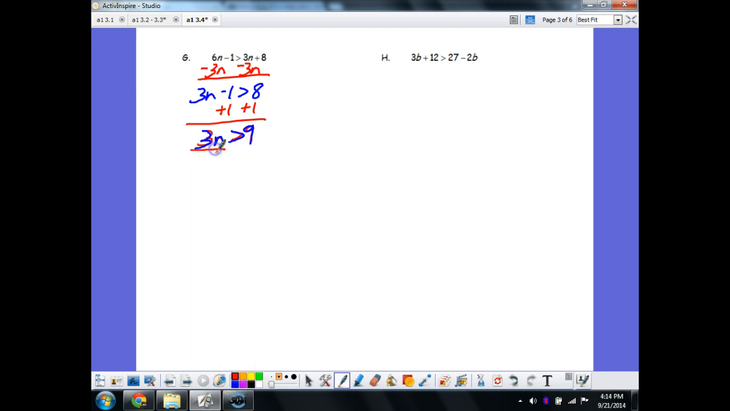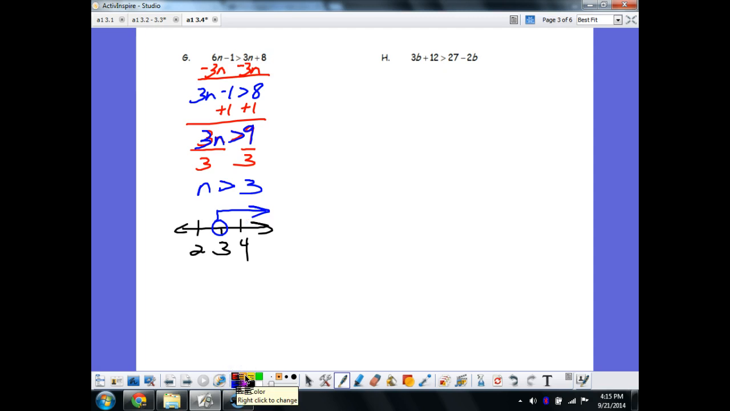Then we divide both sides by 3. Since we're dividing both sides by a positive value, we do not flip the inequality, so it stays greater than. 9 divided by 3 is 3. To graph this, we would have an open circle at 3. Test 2: is 2 greater than 3? The answer is no, so we will shade the opposite direction, away from 2.